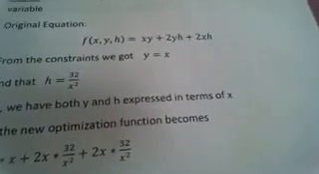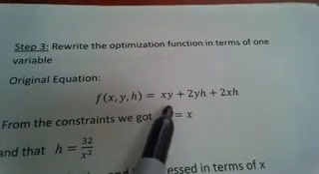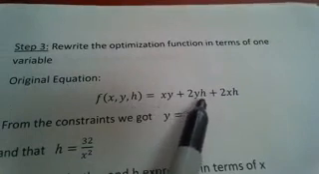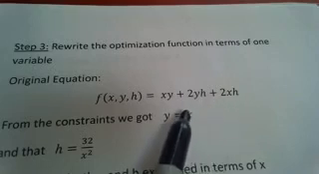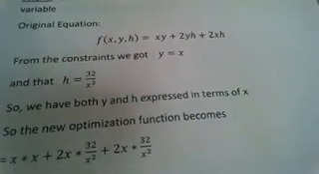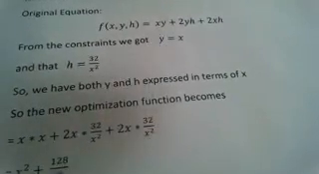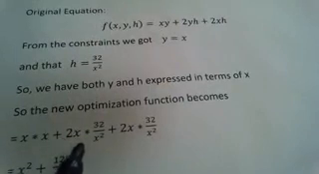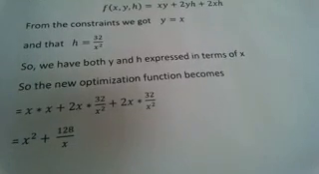So step 3. So we're going to rewrite this function f of x y h, which we originally said is xy, the base, plus the 2 sides corresponding to the breadth and the 2 sides corresponding to the length. And now all we do is we replace y and h with the values we derived in the previous step. So x times y, we would write it as x times x, plus instead of 2y, we write 2x, and height is 32 by x square. So our function reduces to x square plus 128 by x.